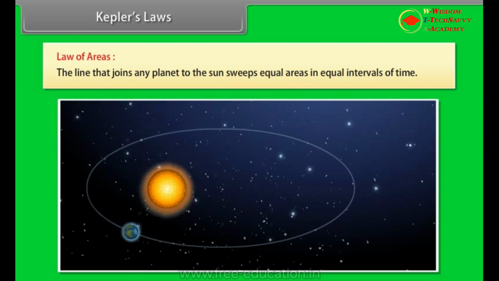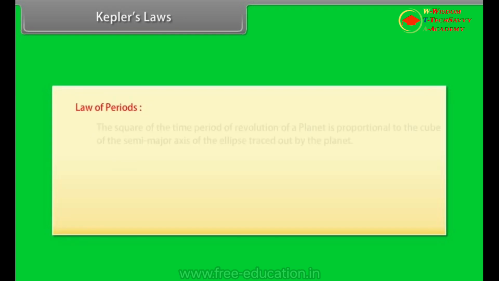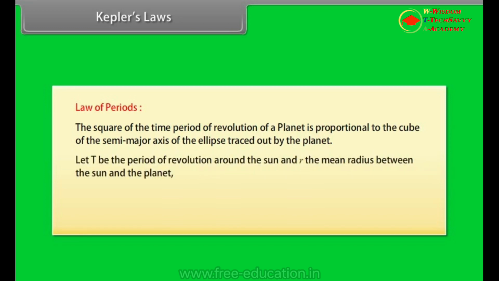This law comes from the observation that planets appear to move slower when they are farther from the Sun than when they are nearer. Law of periods. The square of the time period of revolution of a planet is proportional to the cube of the semi-major axis of the ellipse traced out by the planet. Let T be the period of revolution around the Sun and r the mean radius between the Sun and the planet. T squared is directly proportional to r cubed. T squared is equal to k r cubed.